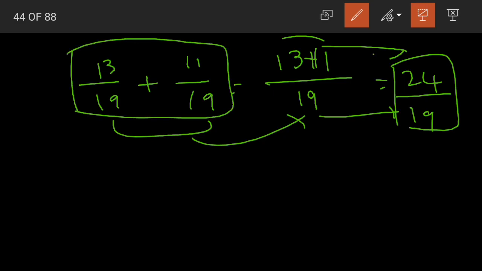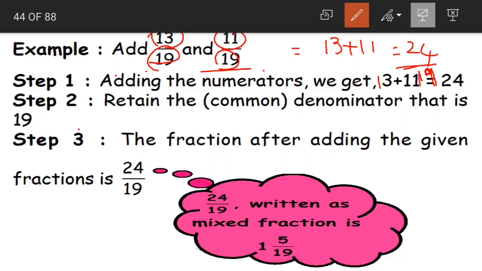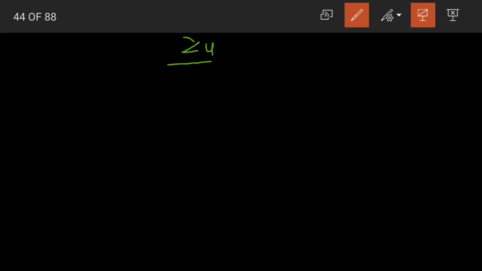Actually, addition of like fractions is very simple. We just have to write the sum of numerators divided by the common denominator. We need not add the denominators. We just need to copy the same common one. Again, if you observe, the answer here is 24 by 19.